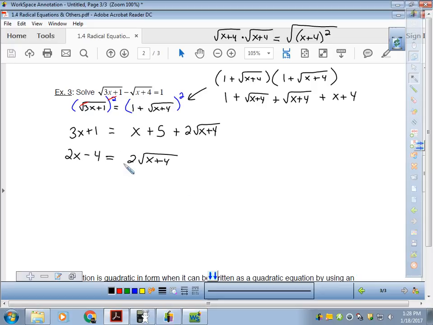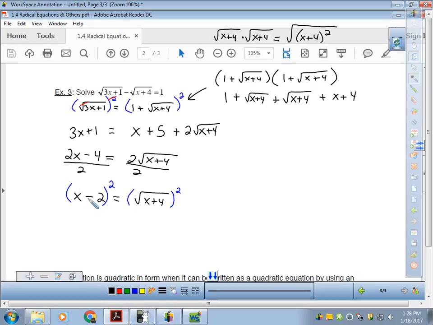Okay. Then between this 2 and this square root is multiplication. So I'm just going to divide both sides by 2. When I do that, 2x divided by 2 is x, minus 4 divided by 2 is 2, equals, over here the 2's can cancel, and I'll just have a square root of x plus 4. And so now the radical is isolated. Now that the radical is isolated, we can get rid of it by squaring both sides. Just square both sides.